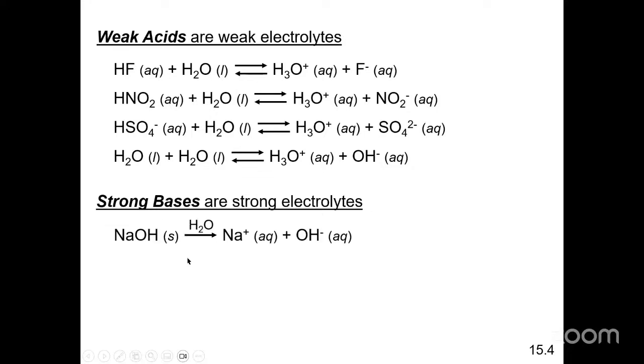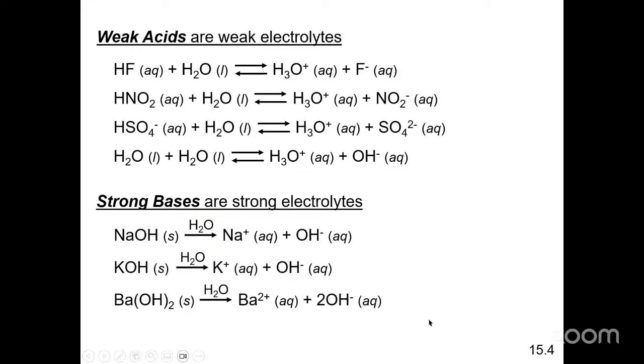So they undergo complete dissociation, as you can see in the case of sodium hydroxide. Sodium hydroxide will undergo complete dissociation to form sodium and hydroxide ions. And the same is true for potassium hydroxide, and the same is true for barium hydroxide. These are all strong bases, all right?